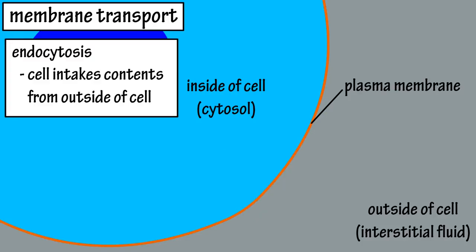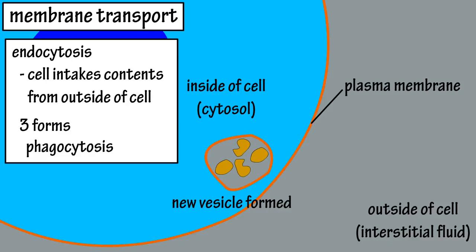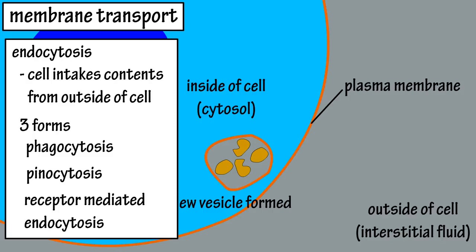In endocytosis, the plasma membrane kind of traps the substance by folding inward. The lipid bilayer then fuses to form a vesicle surrounding the substance. There are three main forms of endocytosis: phagocytosis, pinocytosis, and receptor-mediated endocytosis.